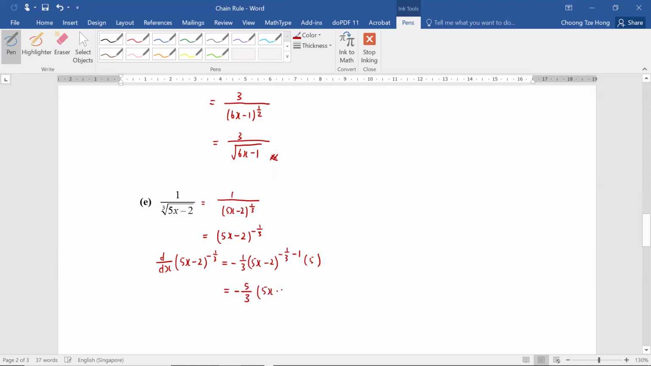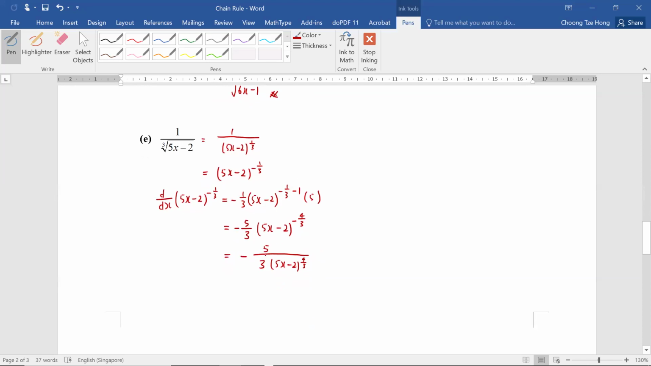This one you get 5x minus 2, negative 1/3 minus another 1, you get negative 4 over 3. So we'll bring down and make it the positive index. The 5 remains on top, the 3 is at the bottom. So you get 5x minus 2 to the power of 4 over 3. We'll return it to the square root form as the final answer. So 5 over 3.